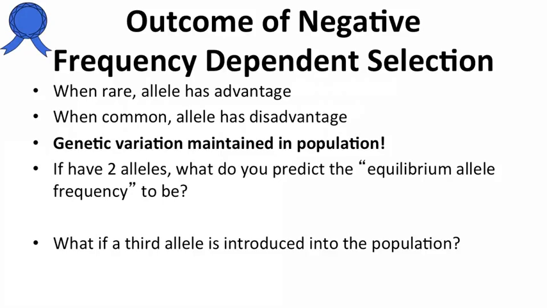And you might guess, if you have two alleles, what would you predict that equilibrium allele frequency to be, if you assume it's symmetric? Well, the answer is 50%. In fact, if it's symmetric, you will tend to see just about always the equilibrium frequency be 1 over the number of alleles. So if you have two alleles, it would be 1/2. What if you were to introduce a third allele into the population? Well, then probably that equilibrium allele frequency would be 1/3. This is assuming a sort of symmetry, which may or may not be accurate, but this gives you some idea of what it could be.